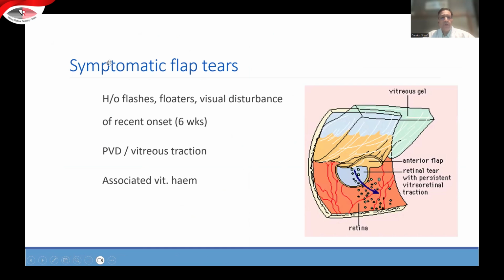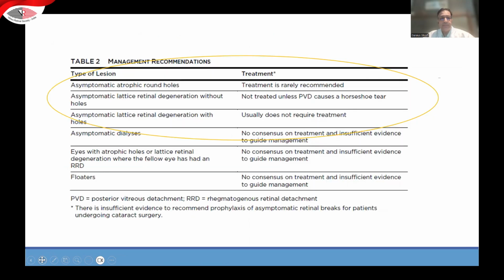I think that's very, very important. And why is this so important? Because this is the reason why the symptomatic tears happen. There's a vitreous gel which is actually pulling and tearing the retina, and there's traction. So I think the key is the traction which causes the tear and which needs to be addressed, because these are the ones which go on to become retina detachments.